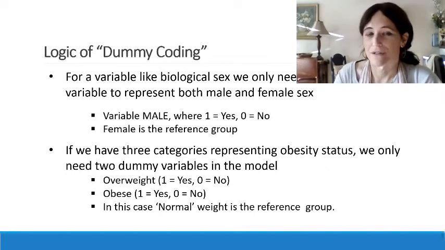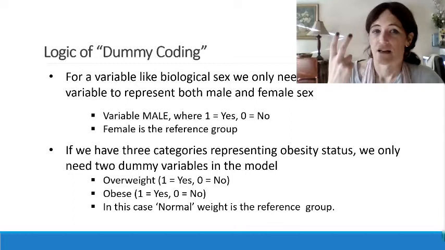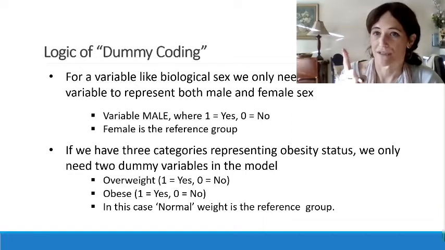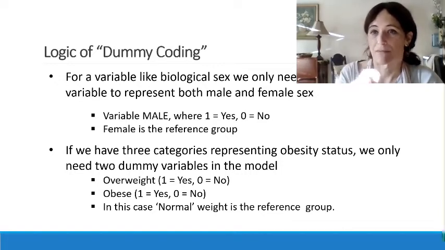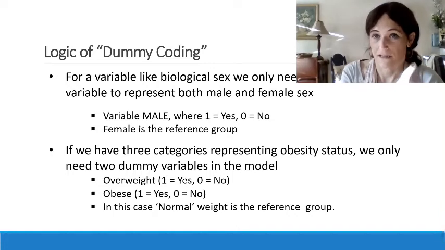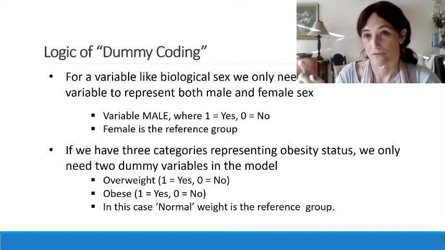So for a variable like biological sex, we have 2 categories. Don't forget, we only need 1 variable to represent those 2 categories. We could have a variable called male, yes or no. We don't need a separate variable called female, because female would be the reference group. So 1 would mean yes, male, 0 would mean no, female.